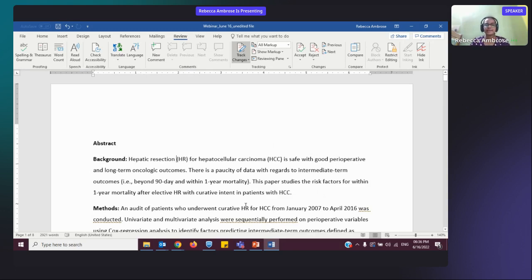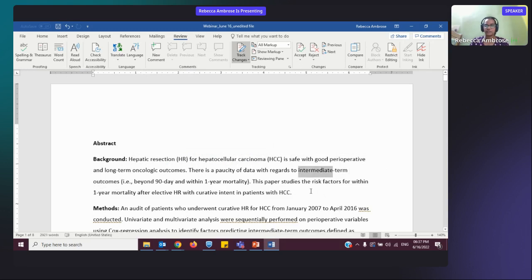The sentence says: hepatic resection for hepatocellular carcinoma is safe with good perioperative and long term oncologic outcomes. There is a paucity of data with regards to intermediate term outcomes, and they've given an example of one of the outcomes that they're referring to. If I look at the first sentence, it's obvious that there is some data that is already available about perioperative and long-term oncological outcomes. However, the information on intermediate term outcomes is not as well reported.